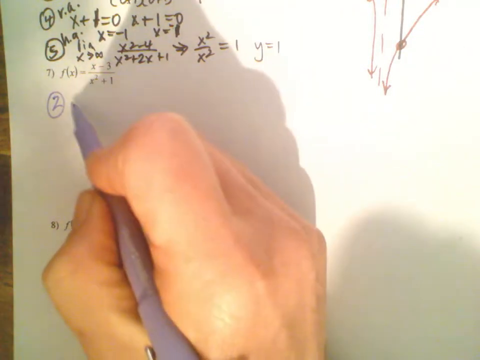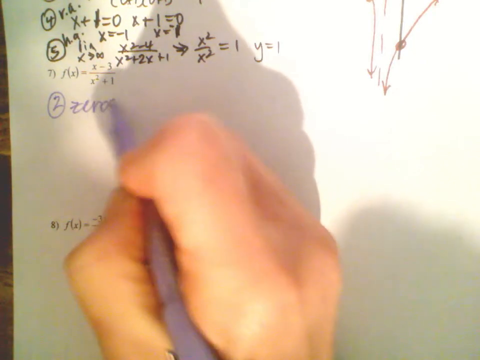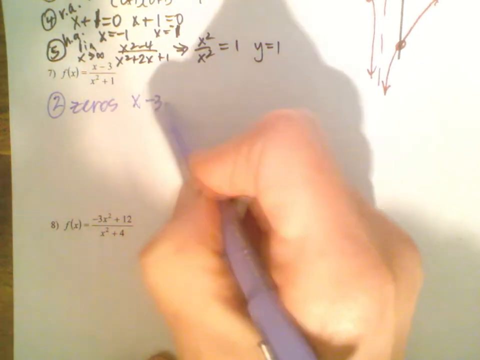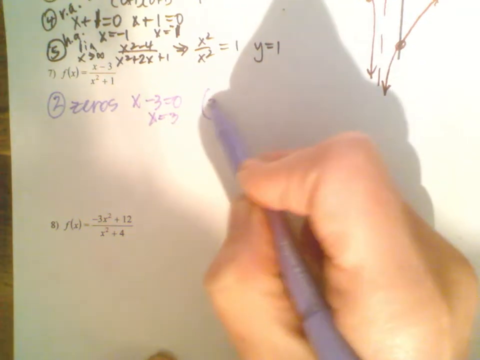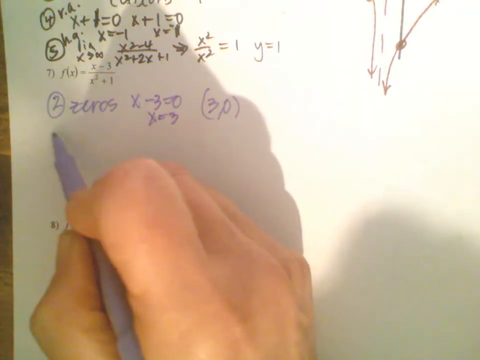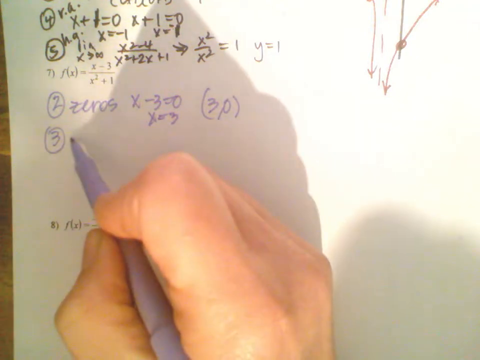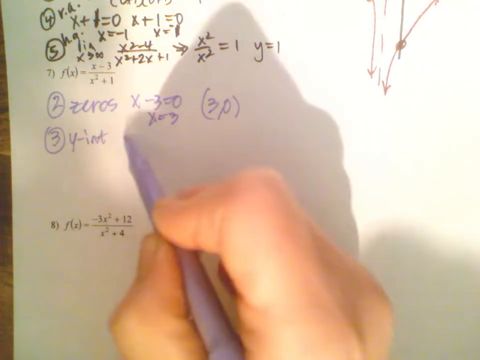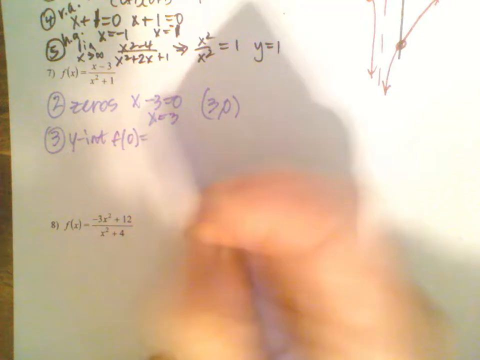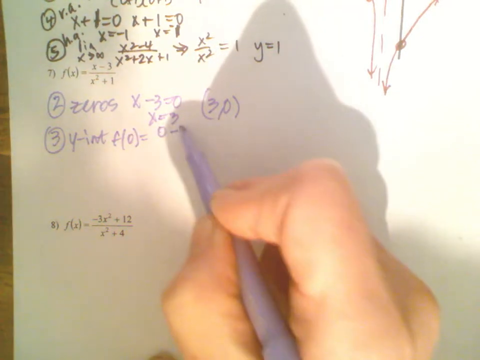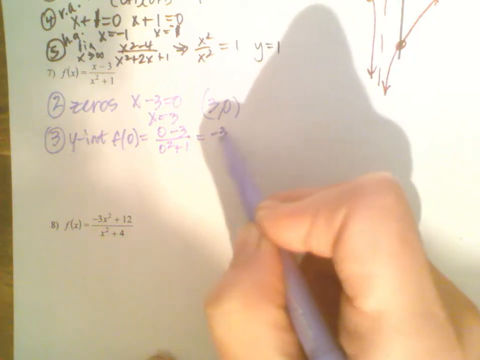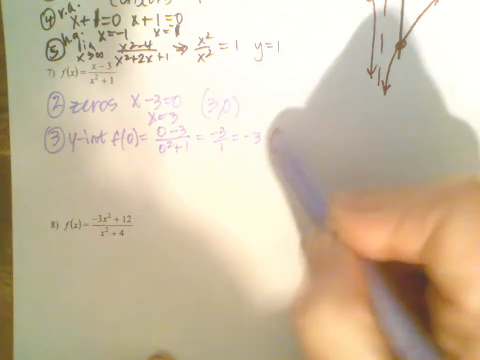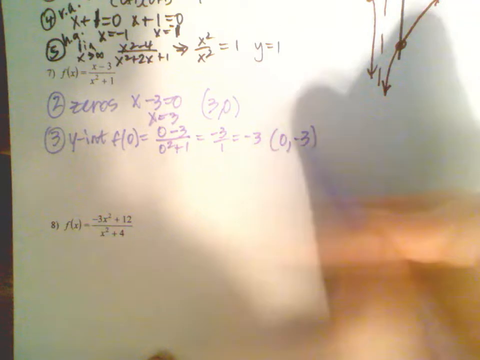And so because that is unfactorable, I can just jump right in and start with number 2 and do my zeros. My zeros, again, are when I set the numerator equal to 0. So that's at x equals 3. So I'm going to have a point at 3, 0. I'm going to find my y-intercept. My y-intercept is f of 0. Replace all my x's with 0. So I get 0 minus 3 over 0 squared plus 1. That leaves me with -3 over 1, or -3. So that's 0, -3 as a point.